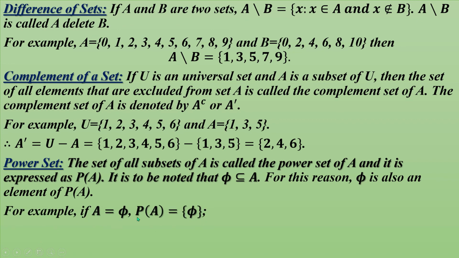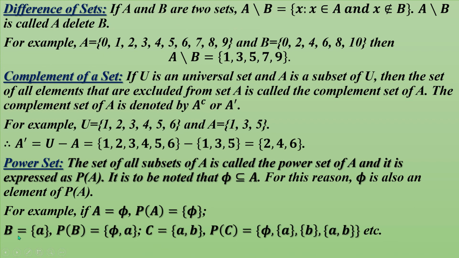For example, if A equal to null set, then P of A equal to this. And B equal to A, then the power set of B equal to null set and A. Here will be another second bracket. Here will be another second bracket. Okay, also here C is equal to A B, means the first set of C, the null set, A, B, enclosed by second bracket. So here will be another second bracket, also enclosed in another second bracket.